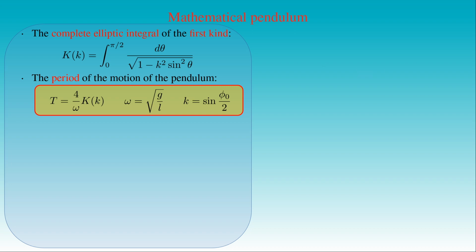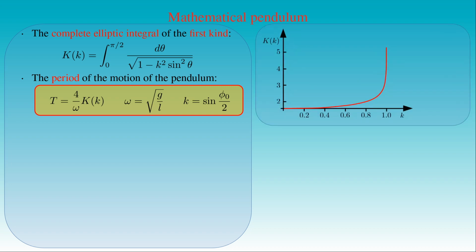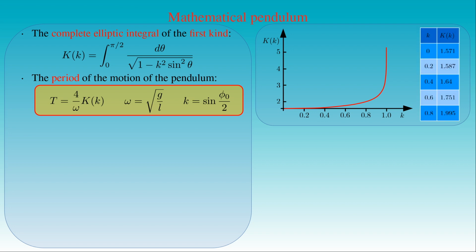Here we can see the complete elliptic integral of the first kind as a function of the parameter k. The graph shows that the integral is equal to pi over 2 if k vanishes, and diverges if k tends to 1. The table also demonstrates that the change in the value of the integral is more sensitive in the range close to 1, that is when the initial angle phi 0 is close to the straight angle.